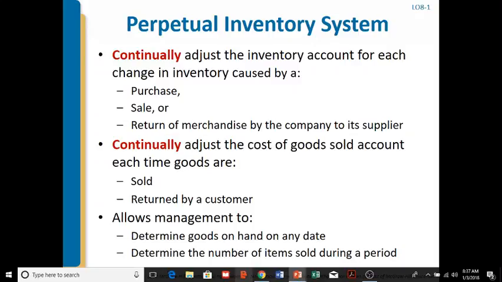And again, the reason why management would want a perpetual inventory system is because it allows them to determine the amount of goods they have on hand at any date, as well as the number of items sold during a period.